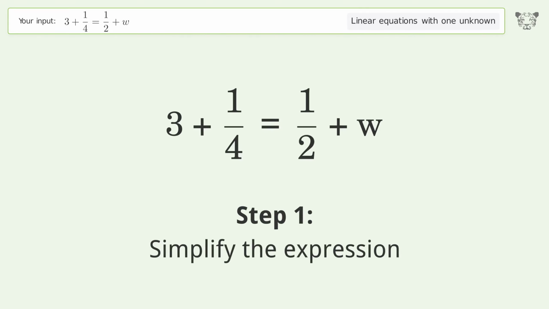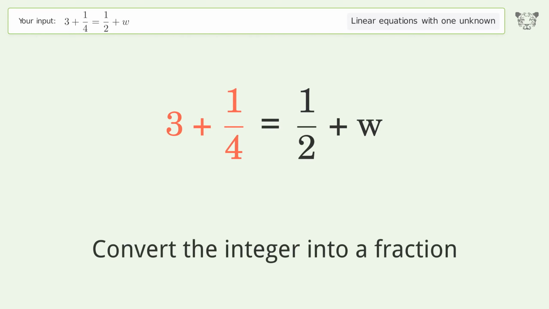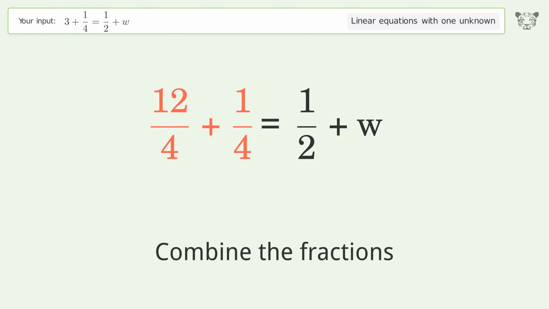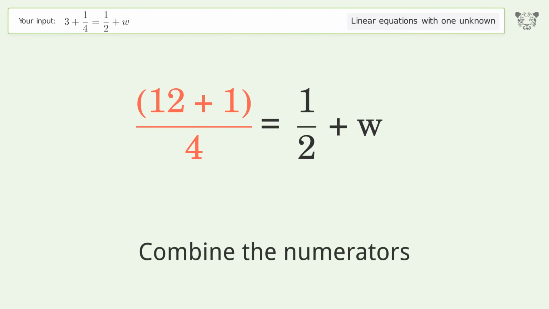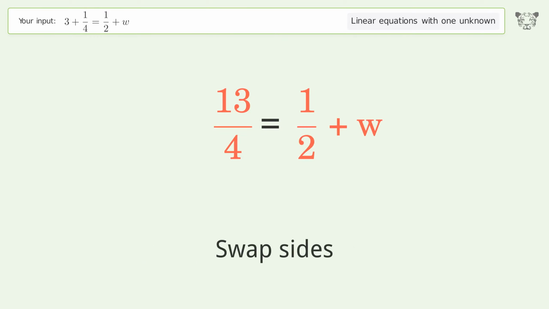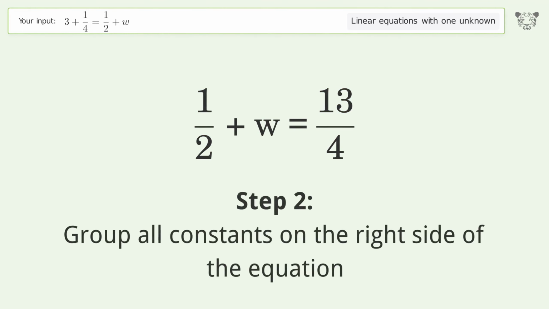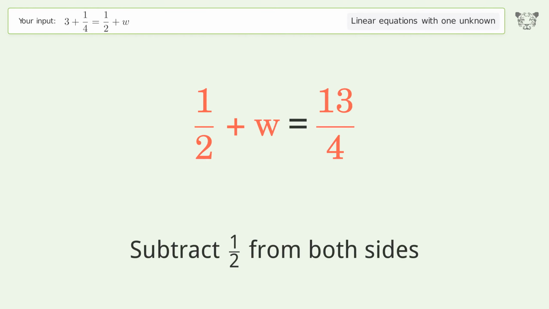Simplify the expression. Convert the integer into a fraction. Combine the fractions. Combine the numerators. Swap sides. Group all constants on the right side of the equation. Subtract 1 over 2 from both sides.